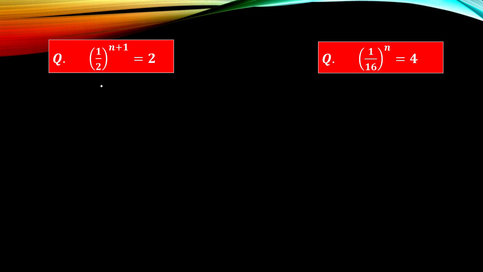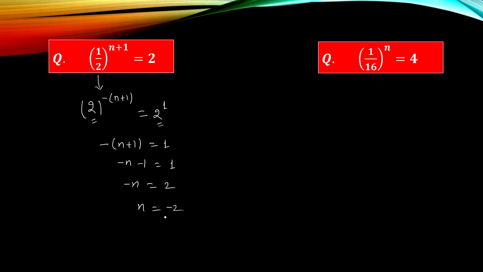Now in the next example the base is 1 by 2. Again we reciprocate the base, so it should be 2, and definitely the index must change its sign, so it should be negative of n plus 1. Writing the RHS as 2 raised to 1, the bases on both sides are equal, so we can compare the indices. Minus 1 times n plus 1 must be equal to 1, so minus n minus 1 is equal to 1. So minus n is equal to 2, and n is equal to minus 2 is the solution of the equation.